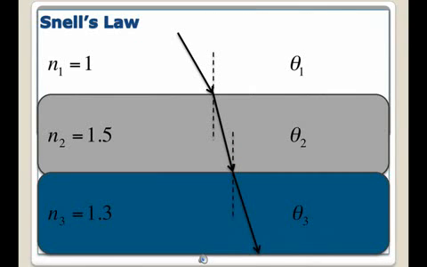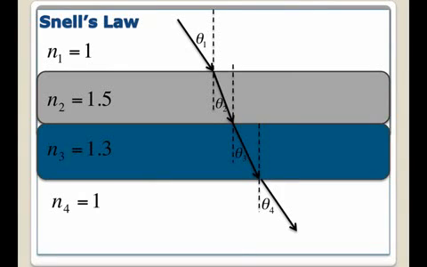This law can be used as light passes through multiple layers. Again, you may notice in this diagram how light passing from a lower refractive index to a higher index will bend the light towards the normal. When it passes from a higher refractive index to a lower index, the light bends away from normal.